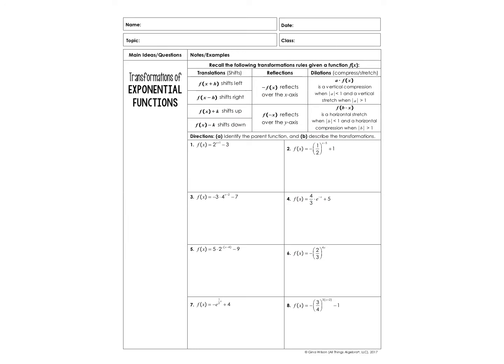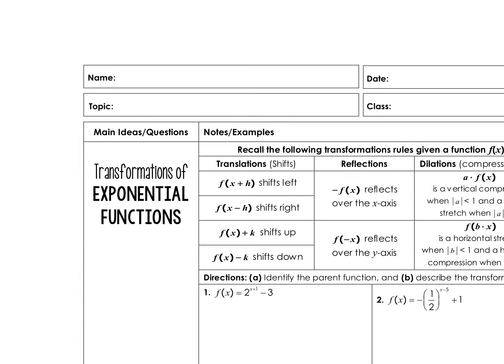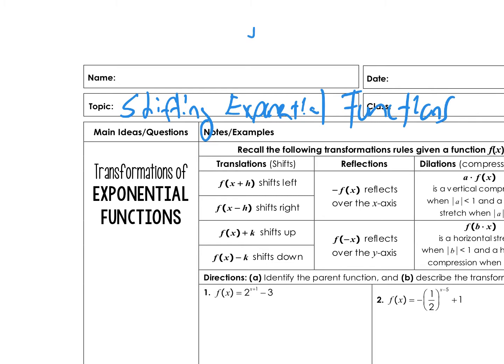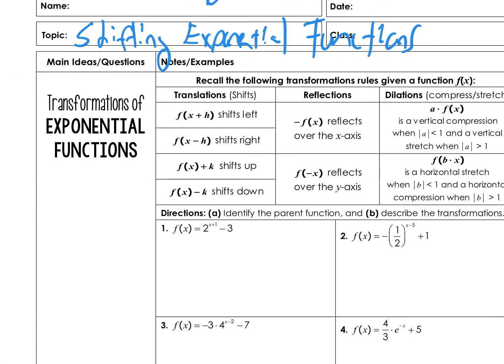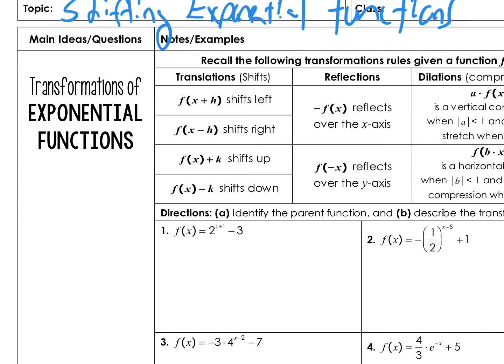All right, there's your first part of exponential growth. Moving on. We're going to now shift. I'm going to call this topic shifting exponential functions. That means moving up, moving down, moving right, moving left. The good news is all the rules you've learned about shifting functions always apply.